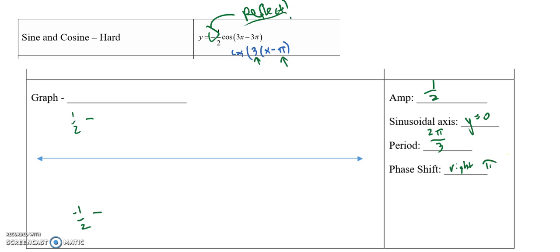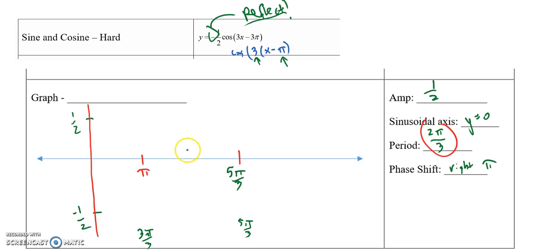And then my phase shift, I am moving to the right pi units. So first of all, what that means is instead of starting my graph at x being 0, I'm going to start when x is pi. And so I can treat the 0 of my cosine function as pi. And then if I want to go forward one period, now I need to add 2 pi over 3. So I'm going to think of pi as being 3 pi over 3. And if I add 2 pi over 3, now I'm at 5 pi over 3. So that means my first period is going to end at 5 pi over 3.